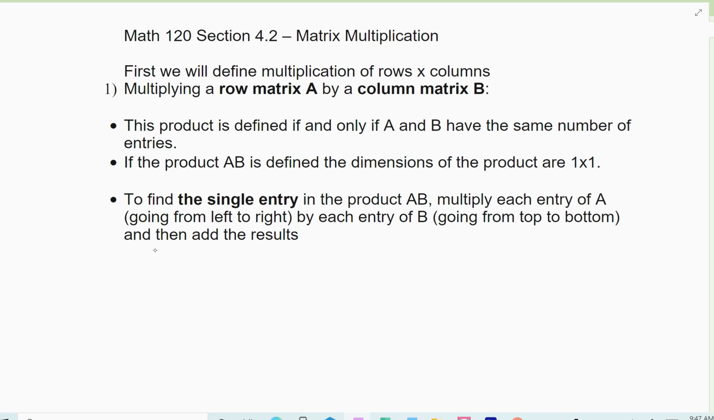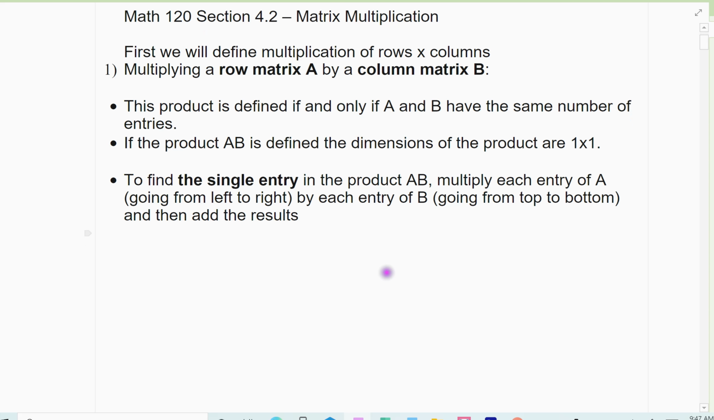Again, just like with arithmetic, when you first learn how to add and subtract, the next thing would be multiply and divide. And so 4.2 is multiplication of matrices. We'll start with the simplest case, which is basically the broad case. We just do this case over and over again in the broad case. All right, so first we'll define it.